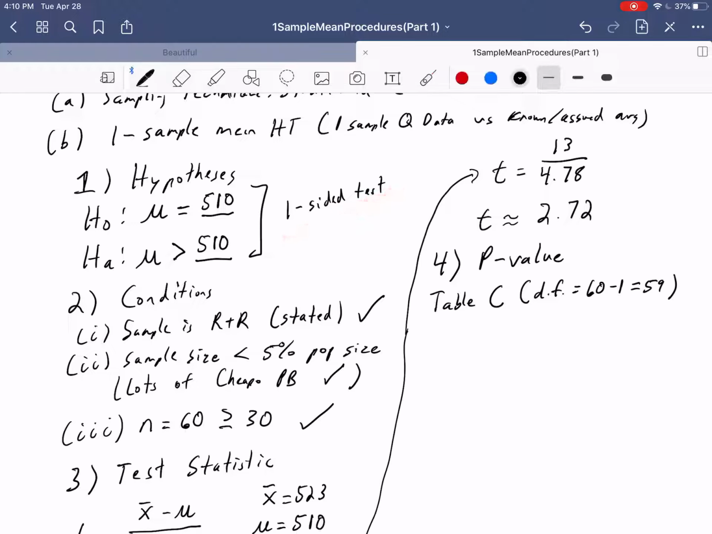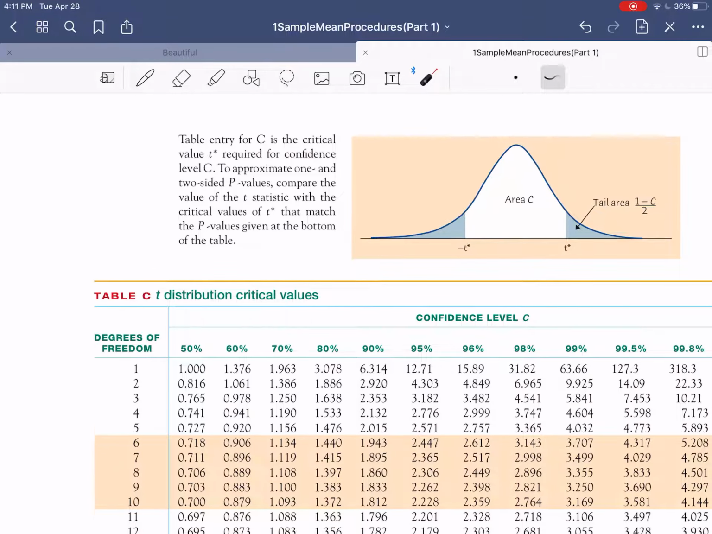Well, it is one-sided here. So we're looking for the one-sided p-value. So we'll jump to the table now. Keep in mind that our t-value was 2.72. So let's go ahead and take a look here. So there's our table C.